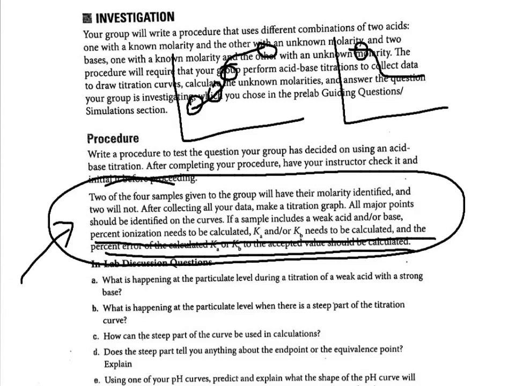No, I'm sorry, I'm thinking about this wrong. Let me back up here. If you want to know the Ka or Kb of your weak acid or base, you need to start actually with the beginning. Okay?